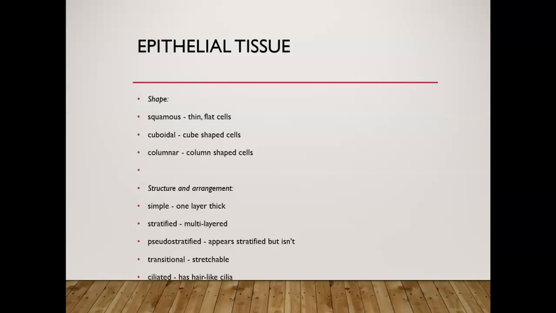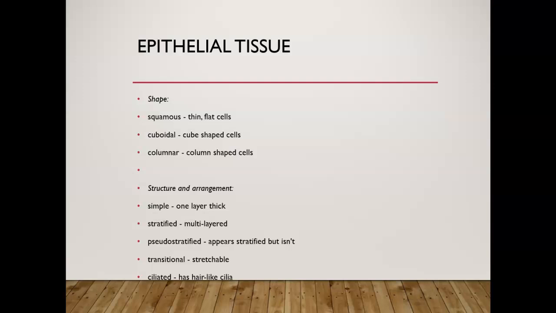So when we say the shape of the cell, there's three shapes. There's a flat, there's a box, and then there's a column, if you will. So flat or squamous, the cube, the box is cuboidal, and then the tall round ones, columns and such, are columnar. Then their arrangement. If it's a single layer, it could be a single of flat, a single of boxes, a single of columns. We use the word simple. If they're multi-layered, we use the word stratified.